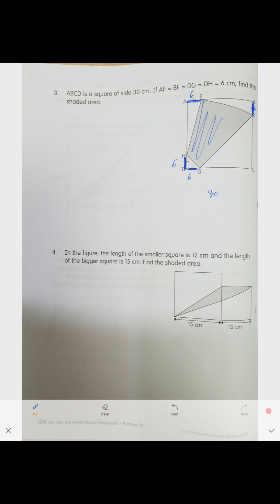So you can see that the shaded area is the whole square minus 1, 2, 3, and this small thing, right? So minus these 4 triangles. So this is what we need to do. First we find the area of the square ABCD. One side is 30, two sides 30 by 30. The square 30 by 30 is 900 square centimeters, right? One side is 30. Okay.